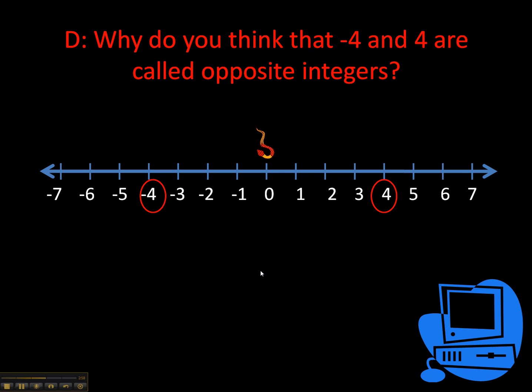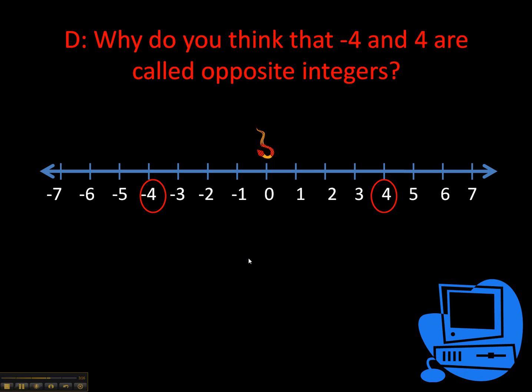Now, question D says, why do you think that -4 and 4, the numbers that I've circled here on my number line, are called opposite integers? So I want you to pause the presentation and just think about that for a second. Why do you think those would be called opposite integers?